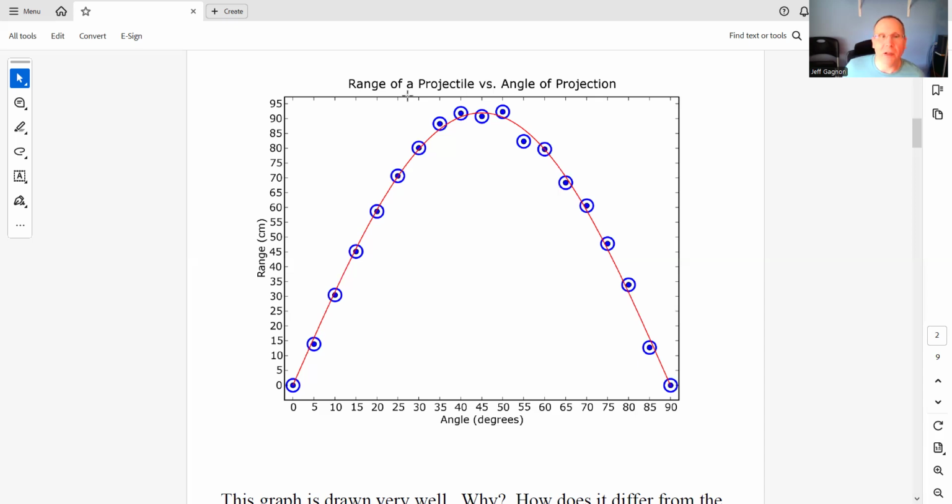Okay. And I have a title. By the way, you could have just titled this range versus angle, and that would have been fine for the title.